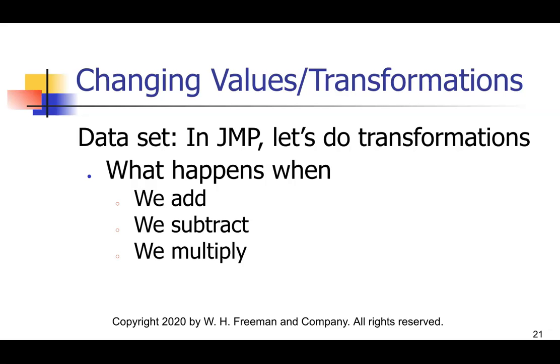So for example, if we were looking at maybe the average salary for a company. Well, if everybody was going to get a bonus, what would happen to the mean when we added that value? So I want to show you how in JMP you can actually do this transformation as well as the rule that applies to our summary statistics.